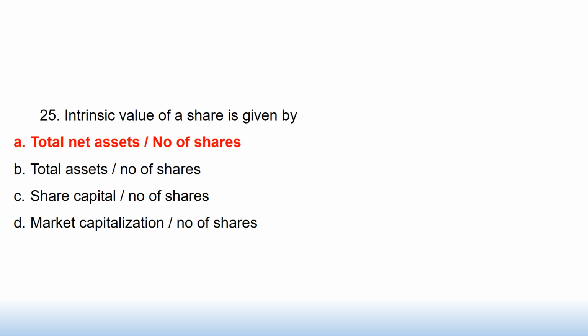Intrinsic value of a share is given by option A, total net assets by number of shares. B, total assets by number of shares. C, share capital by number of shares. D, market capitalization by number of shares. Answer option A, total net assets by number of shares.